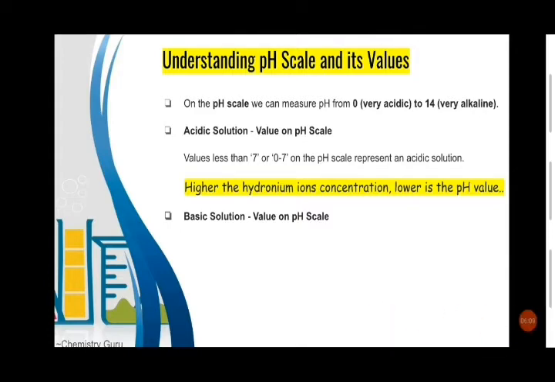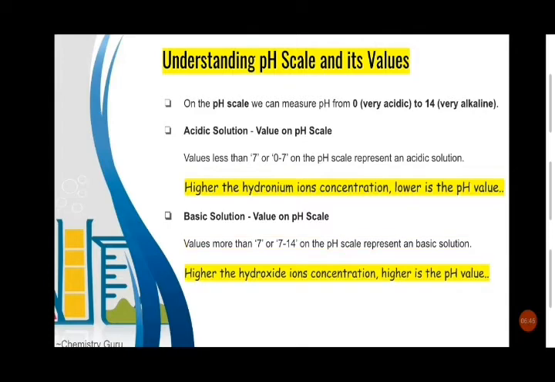Because we are measuring the hydrogen ion concentration in a solution, if the hydrogen ion concentration is higher, that means it is more acidic, right? And lower will be the pH value. That means if the pH value is lower, in that particular solution more hydrogen ion concentration is there, and that is why the solution is said to be acidic in nature, right?